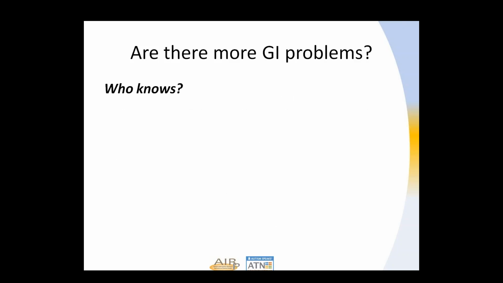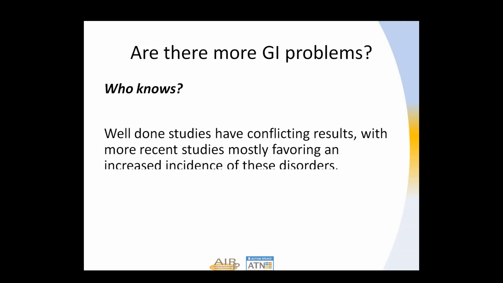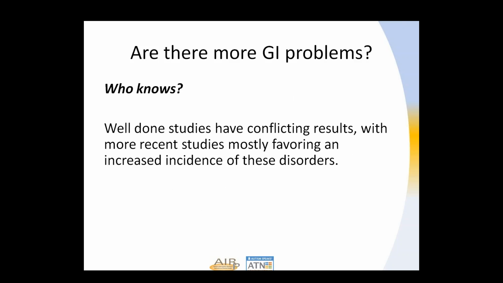So, are there more GI problems? Well, who really knows? It's hard to say. Several studies have been done. They've had somewhat conflicting results, and the most recent studies seem to favor an increased incidence for these disorders in people with autism. So there is a little inconsistency and controversy here, but is there anything that we can agree on regarding this issue of GI problems? Next slide, please.